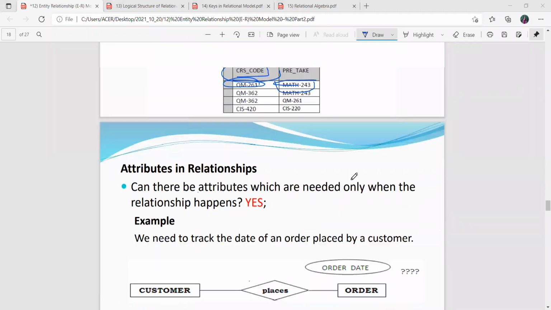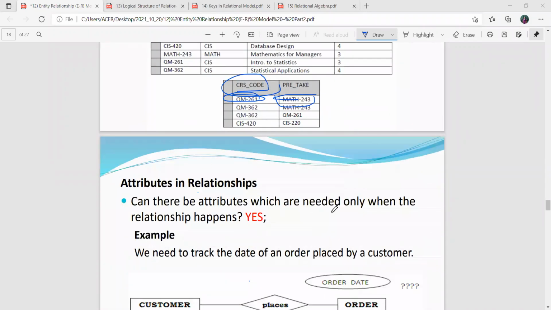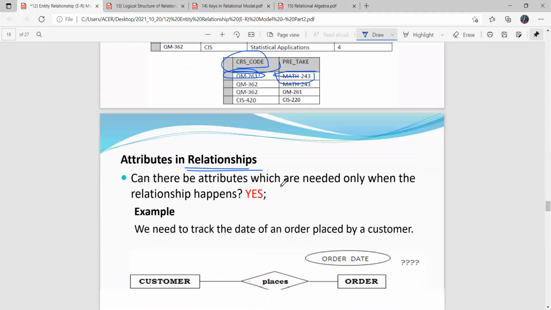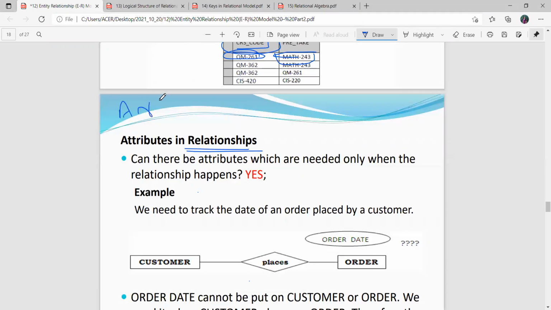Okay, so let's discuss the attributes in a relationship. We already discussed the attributes in the entities. Now we are going to discuss the attributes in a relationship. Can there be attributes which are needed only when the relationship happens? This kind of attribute occurs when the relationship happens.